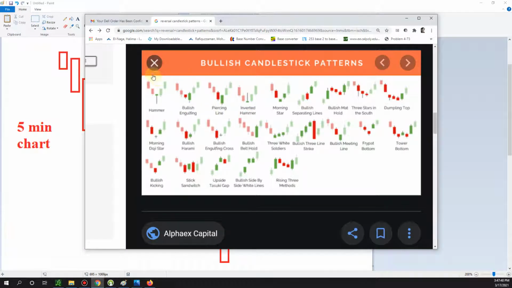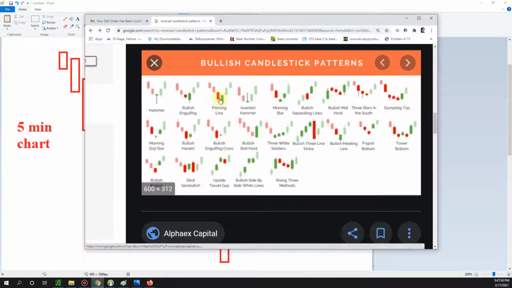This is like an example. It's on Google, just search it up. Reversal right here, bullish candlestick patterns. The one I just went over is like this one, or even this one. Memorize this. Once you memorize this and you see it in live action, just apply it.